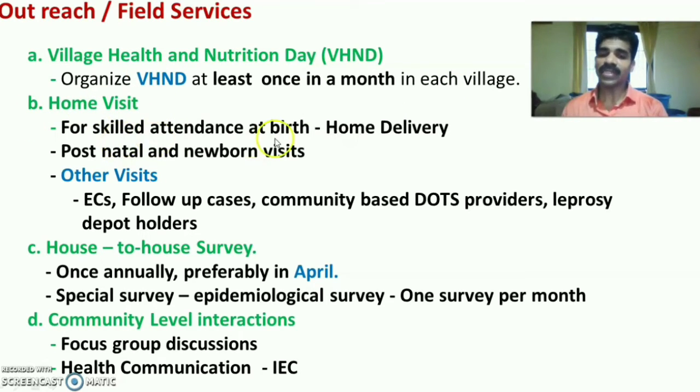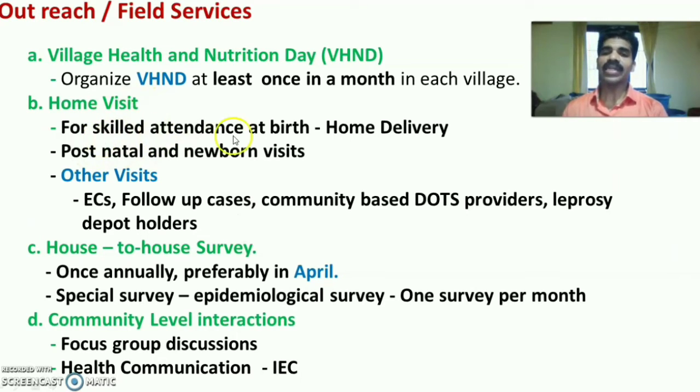Then home visit. Home visit is done with different purposes. One is for skilled attendance at birth, that is for home delivery, and postnatal visit, antenatal visit, newborn visit, etc. Then visits to the eligible couples, follow-up cases of family planning services adopters, visits to the community-based DOT providers and visits to the leprosy depot holders.